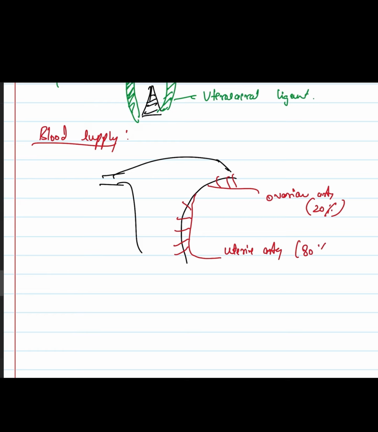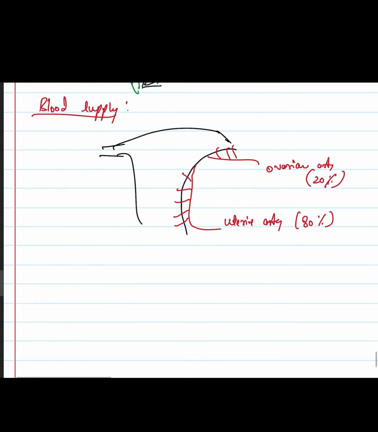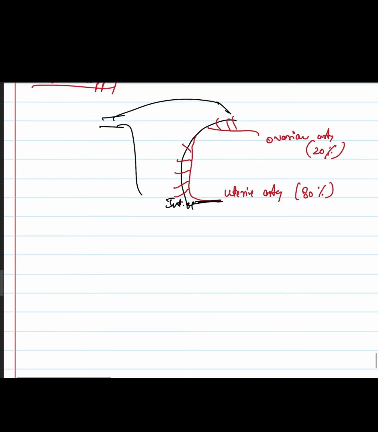This corresponds to 80% of the blood supply. So here is your internal os. At the level of the internal os, your uterine artery goes parallel to your uterus. Understood? Now I'll tell you the branches of the uterine artery. So this uterine artery, how does it divide?